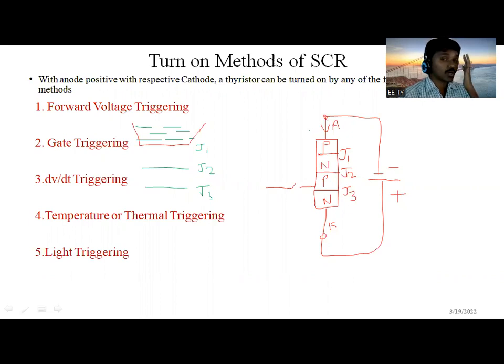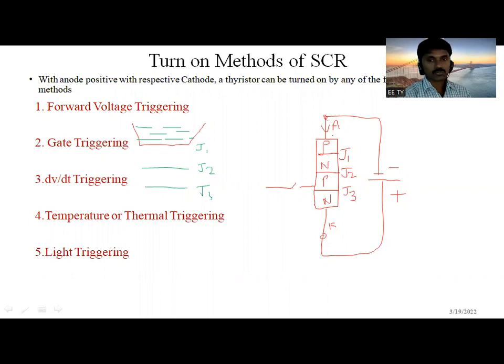So current is zero, but small leakage current is flowing. Okay, in reverse direction. Small leakage current. Switch तो off है, but small leakage current flow होता है. Very small. Okay, that is milliamperes or microamperes. So that current can be called as a leakage current.